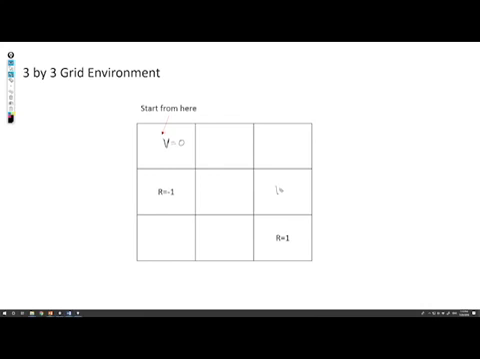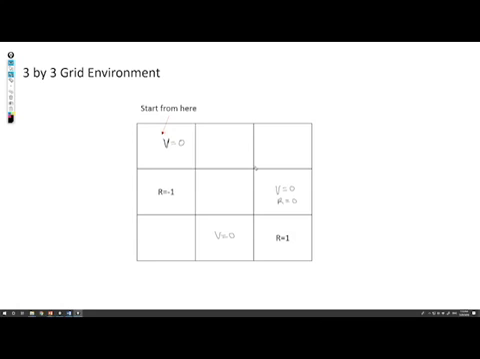Everyone else is the same. And also, if there's no R written here, then it means R is just 0. There's no reward just by visiting any other average cells. And the first value of the expected value is just 0.